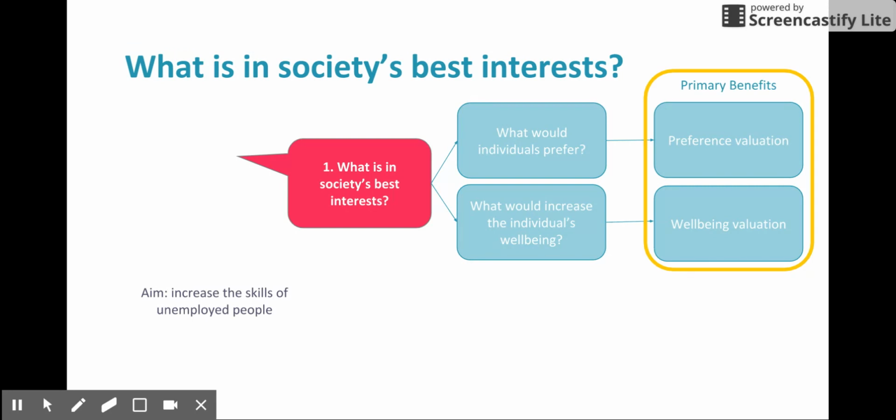Linda also knows that increasing the skills of unemployed people is likely to mean that they can get better paying jobs requiring more skills, and that this is likely to lead to increased tax revenue for the government, and so she also estimates the secondary benefits.